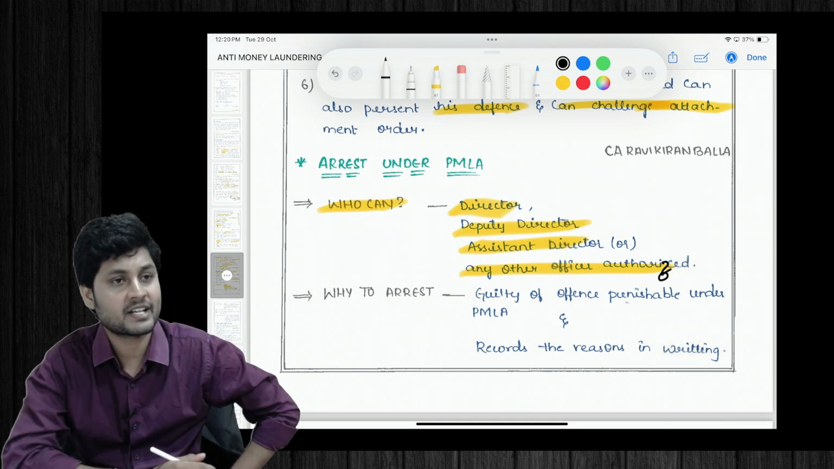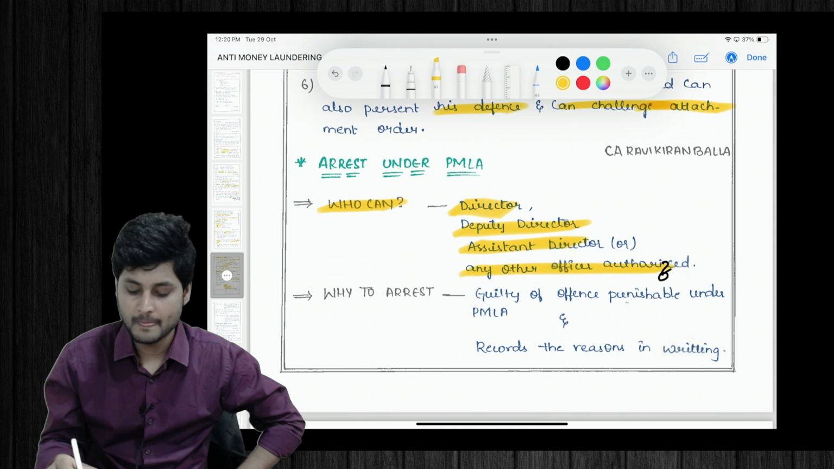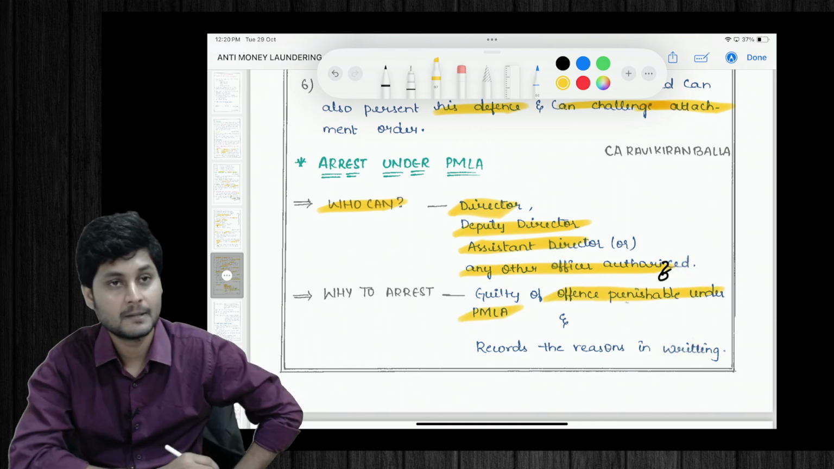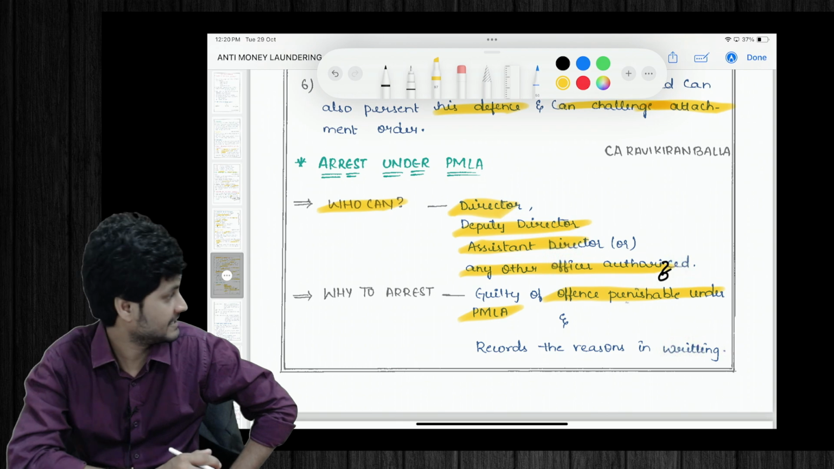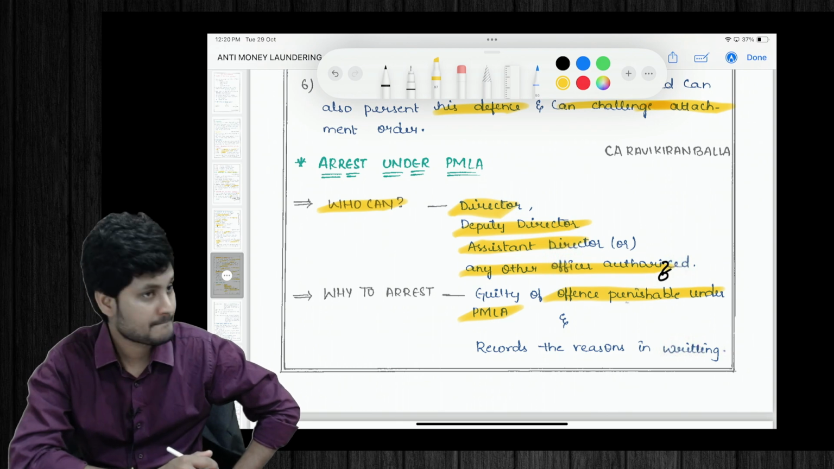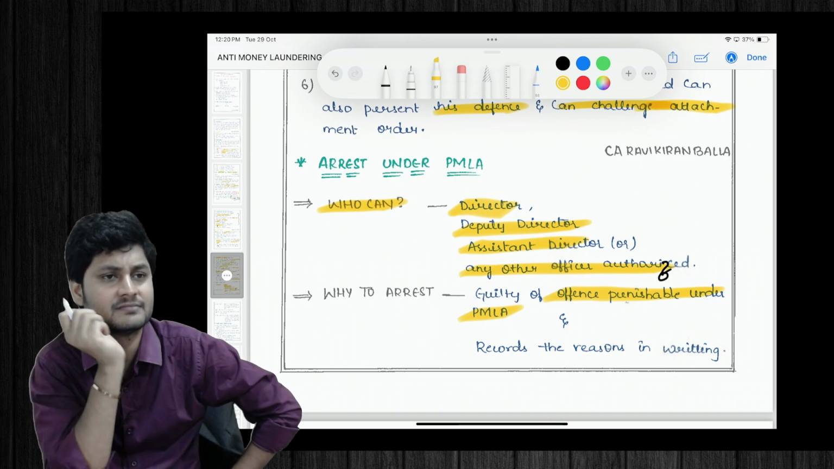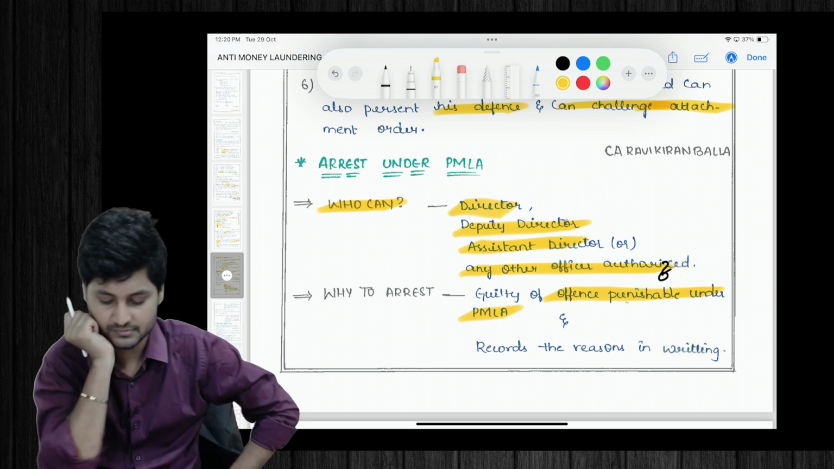And why one should be arrested? Next area, why one should be arrested? Guilty of offense punishable under PMLA. Meaning guilty అంటే మీకు తెలుసు what is the guilty? Money laundering crime. Okay, guilty if it is proved.